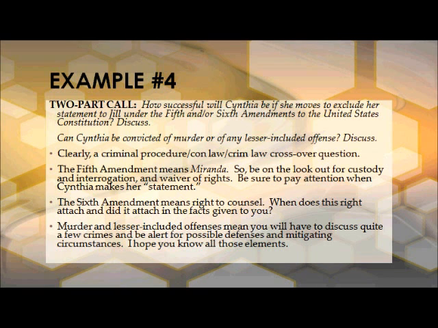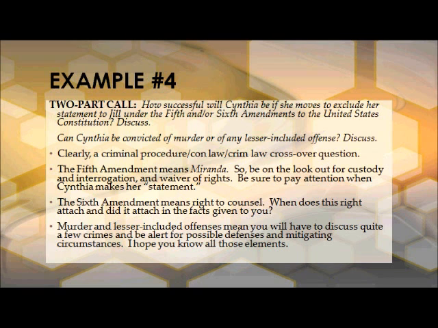5th and 6th Amendments are mentioned. So the 5th Amendment, Miranda, you want to look out for custody and interrogation, waiver of rights. You're probably going to have elements of all these things in there, some satisfied, some unsatisfied. There's probably going to be some ambiguity to it, so you want to comment on that. And as you're reading through the fact pattern, whenever Cynthia talks to Jill, pay really close attention to the details around that. 6th Amendment means right to counsel. So when did the right attach, and did it attach based on the facts given to you?